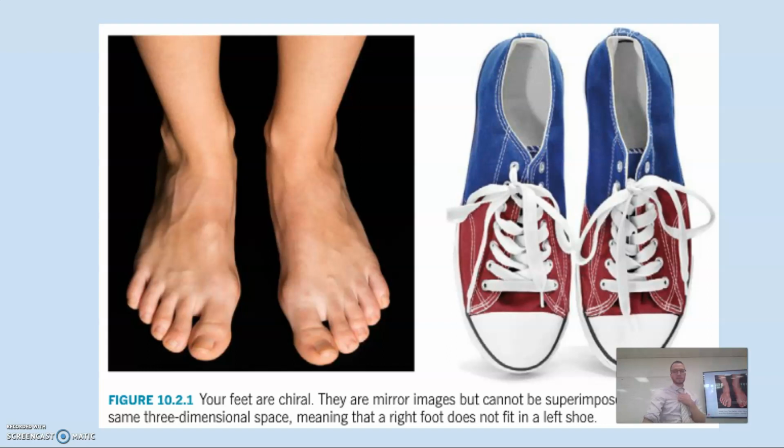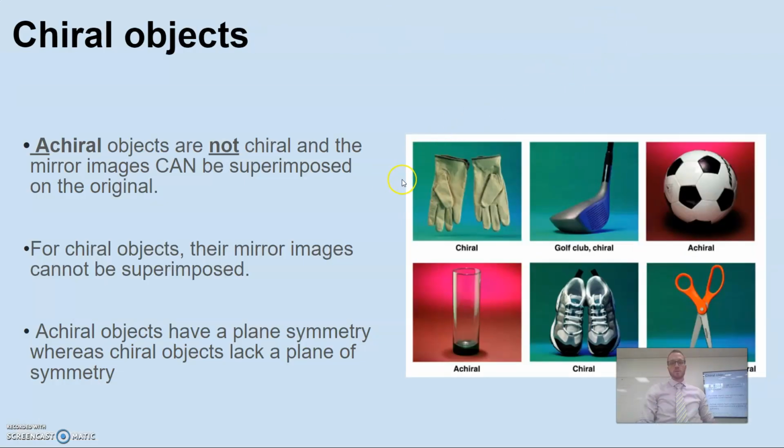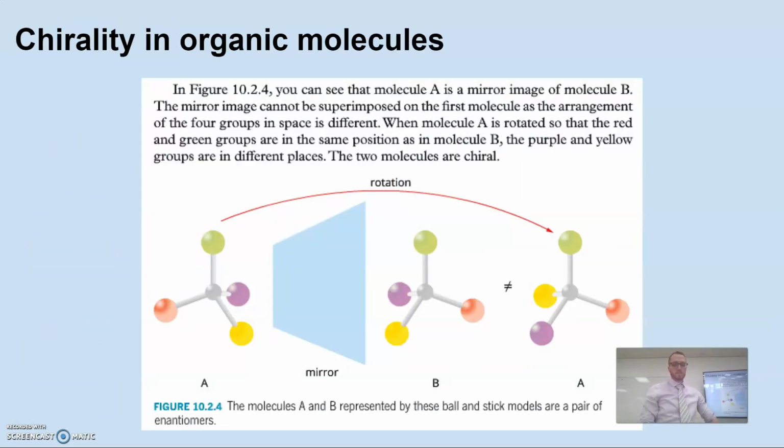Chiral objects: left and right feet, these shoes, shoes, scissors. There are achiral things, such as a chair, perfectly symmetrical. If I fold that, I would superimpose the two. A butterfly is achiral. Left hand is exactly the same as the right hand. So we've got chiral versus achiral. Remember, the prefix a means not chiral. There we go, I showed you that example: 4 different attachments, non-superimposable.